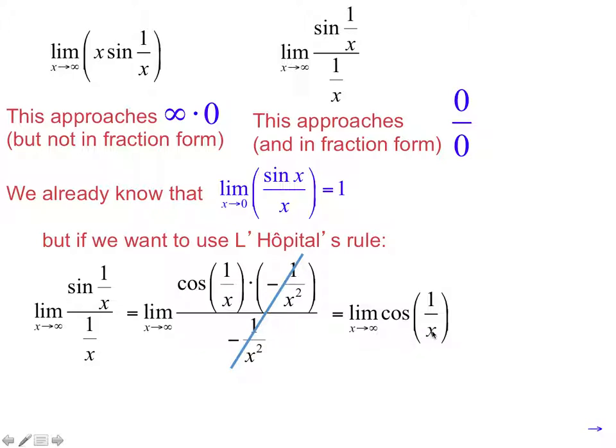So we can put infinity in here and evaluate this. 1 over infinity is 0. That's one of our special fractions. So what's the cosine of 0? Cosine of 0 is 1. So we know that this limit is 1.